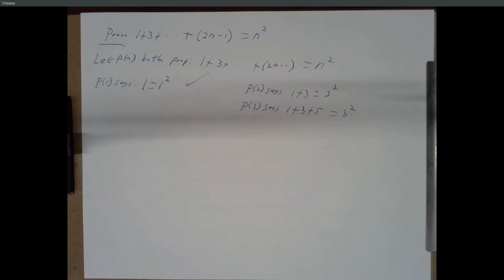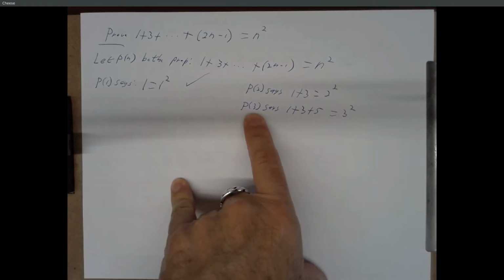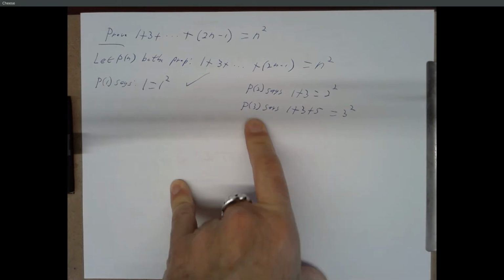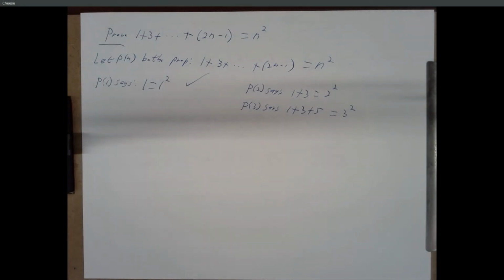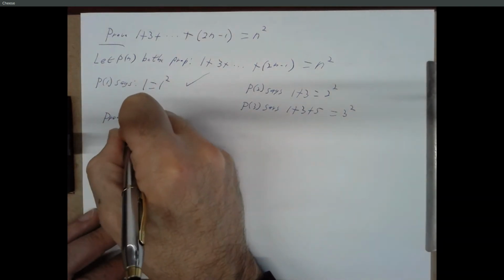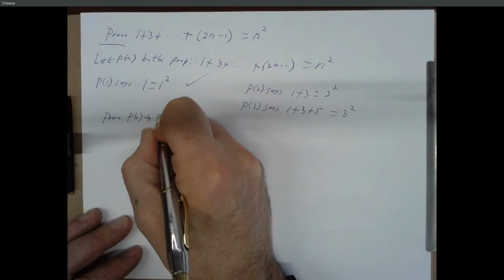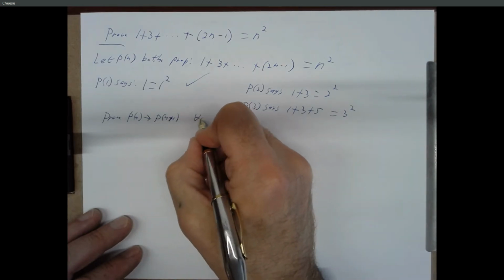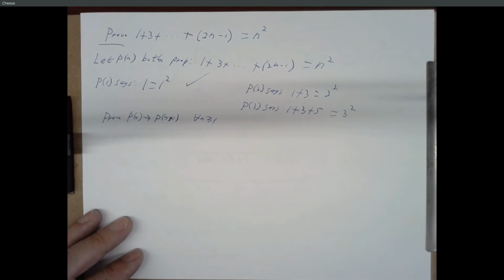But we want to prove it for all possible values, and we don't want to have to do this for every possible integer n, because that would take an infinite number of lines. So we use mathematical induction. All we have to do is prove P of n implies P of n plus 1 for any n bigger than or equal to 1.